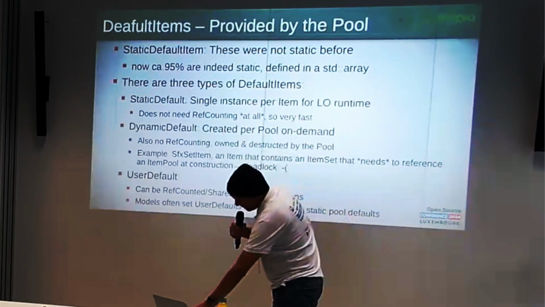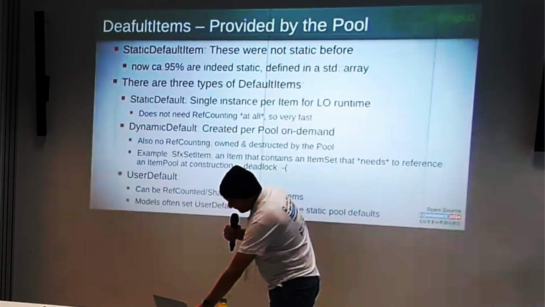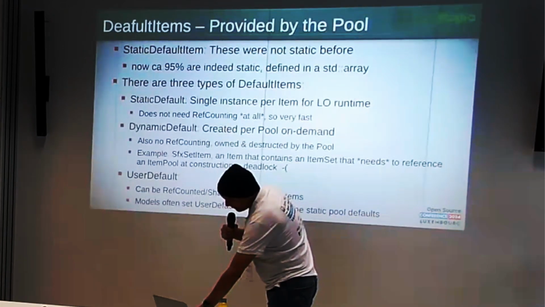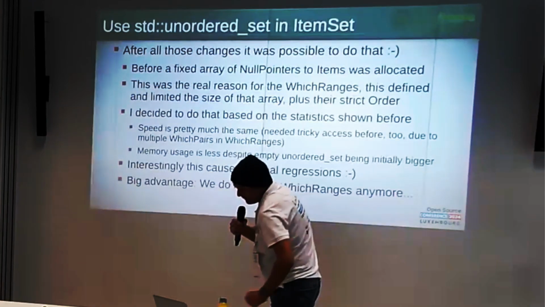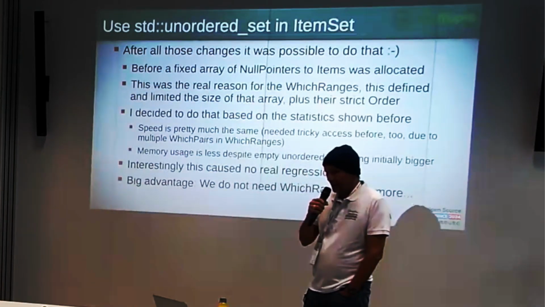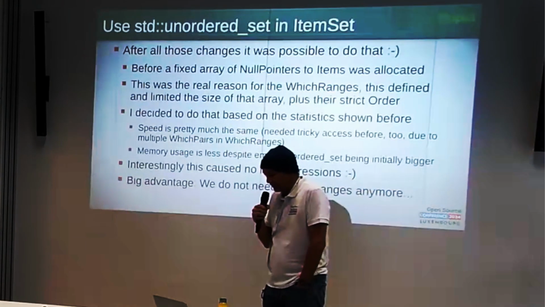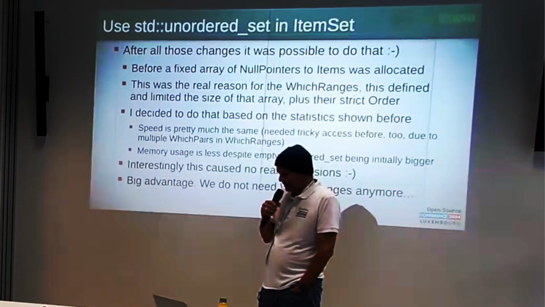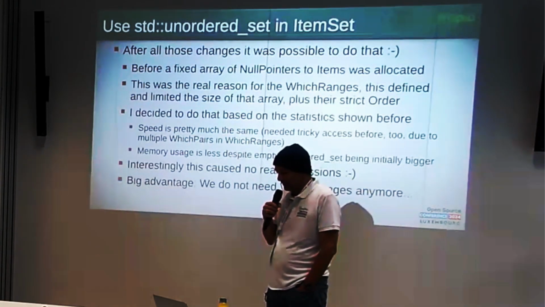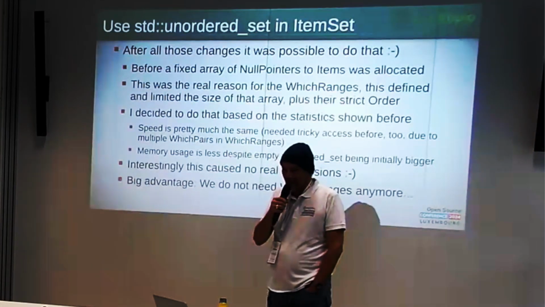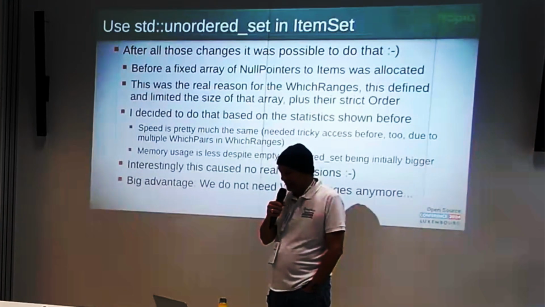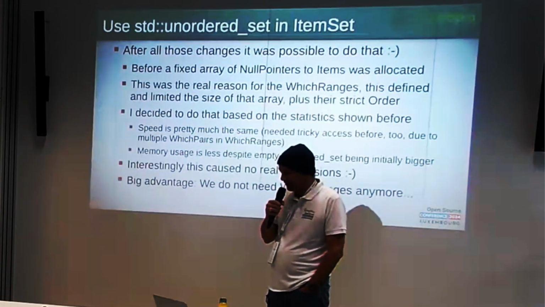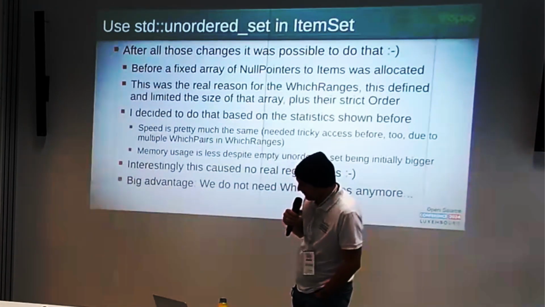So no problem with those. And some models use them intensively to modify the defaults. So the last big change I did, and I was not sure if that would work, was to really change the content of the item set itself to an unordered set, to get rid of the fixed array of null pointers which was used before.